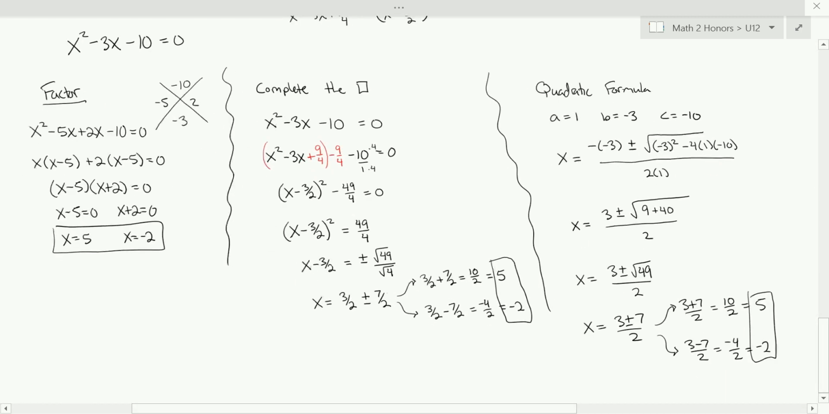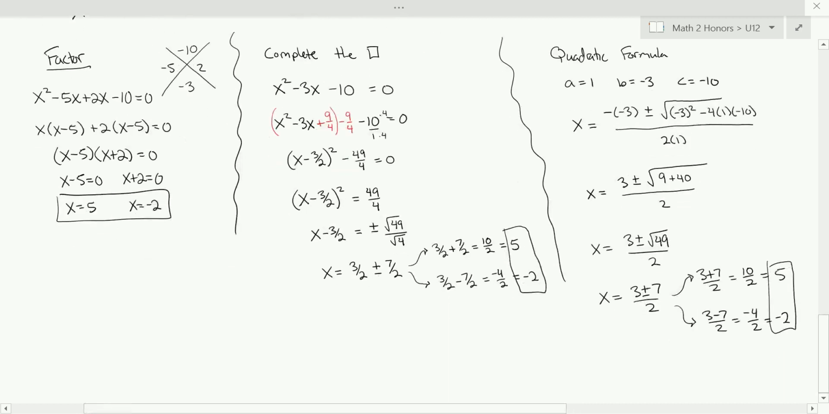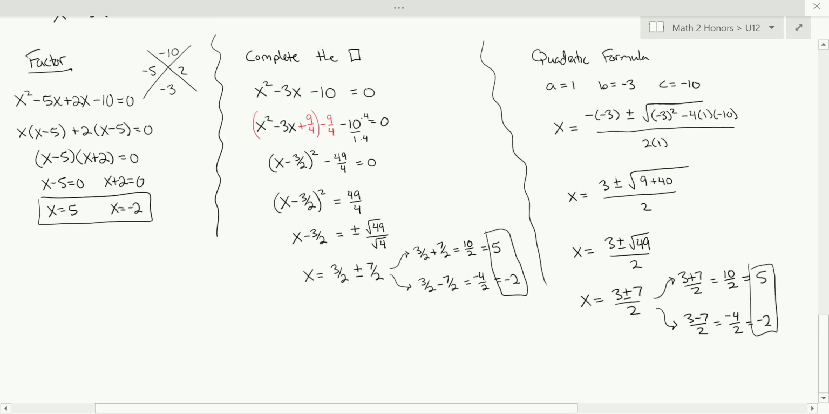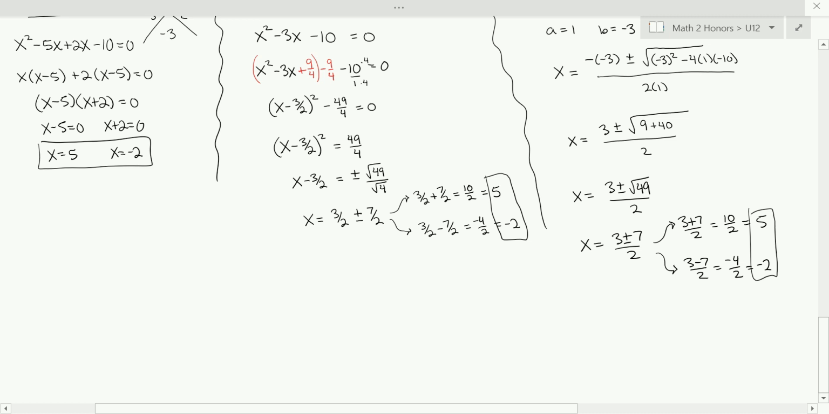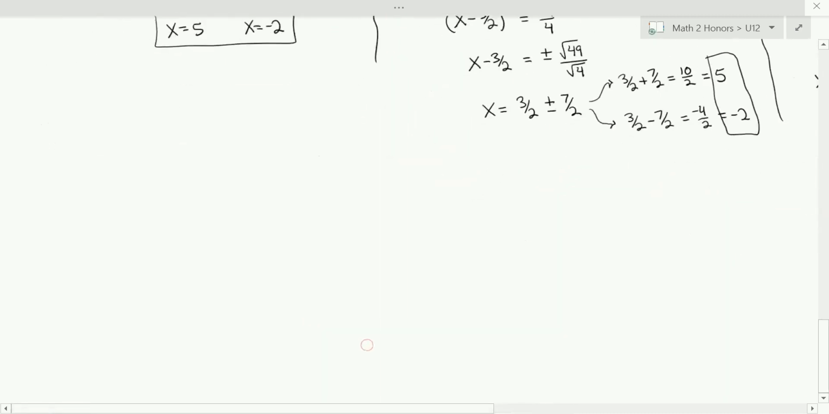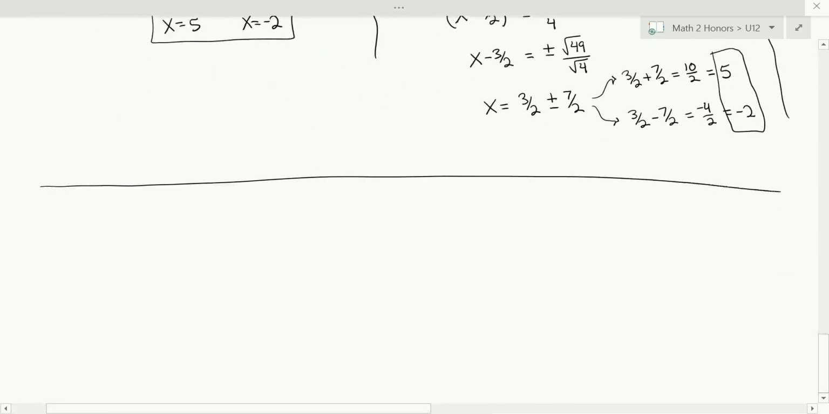All right, I'm going to give you one last one. And this one I'm going to say, hey, do what you can without my help. See if you can factor. See if you can complete the square. See if you can do quadratic formula. See what you can do. All right, so here's the last one. Three x squared minus 2 is equal to 5x. Solve for x three different ways.